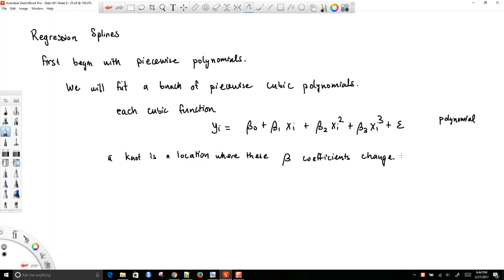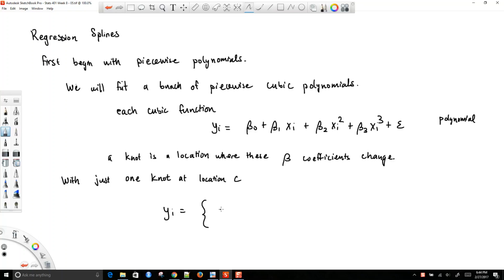Okay, all right, so let's say we have a single knot, just one knot at location C. Then we get kind of what the book provides on that page 271.